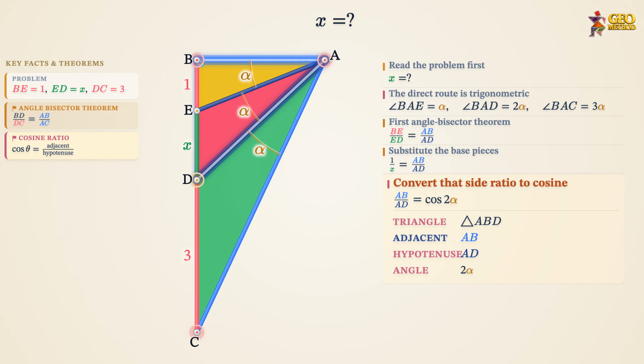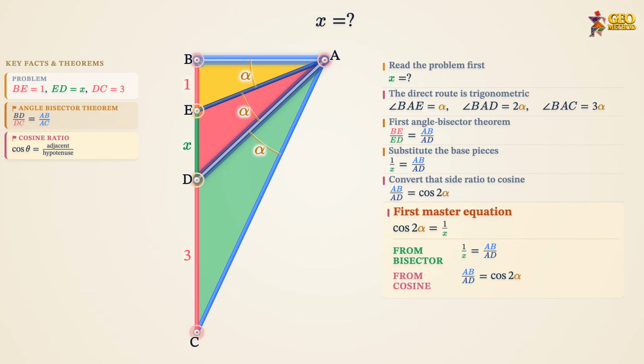In right triangle ABD, the angle at A is 2 alpha. Segment AB is adjacent to that angle, and AD is the hypotenuse. Therefore, AB over AD is cosine of 2 alpha. Chaining the two facts gives our first master equation. Cosine of 2 alpha equals 1 over x.